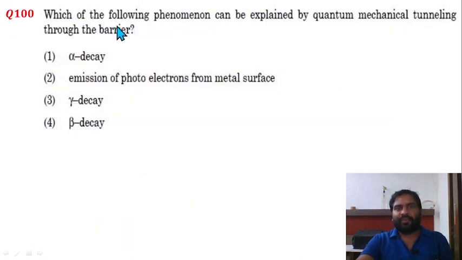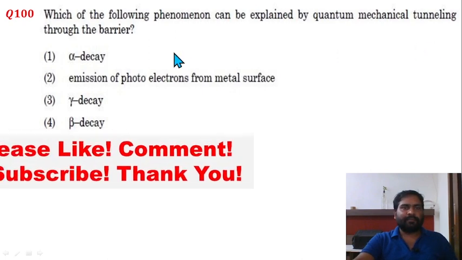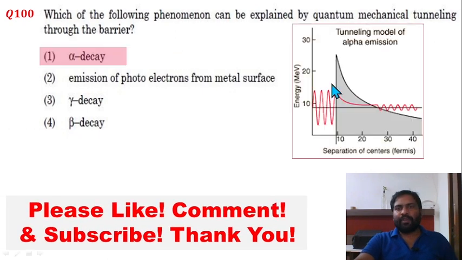Question 100. Which of the following phenomena can be explained by quantum mechanical tunneling through the barrier? It is going to be alpha decay. Energy of alpha is approximately this. It is approximately inside, it is approximately 8, 9, 10 whatever, and barrier height is approximately 27 mega electron volt. So through tunneling it is decaying. So alpha decay is the correct option here.